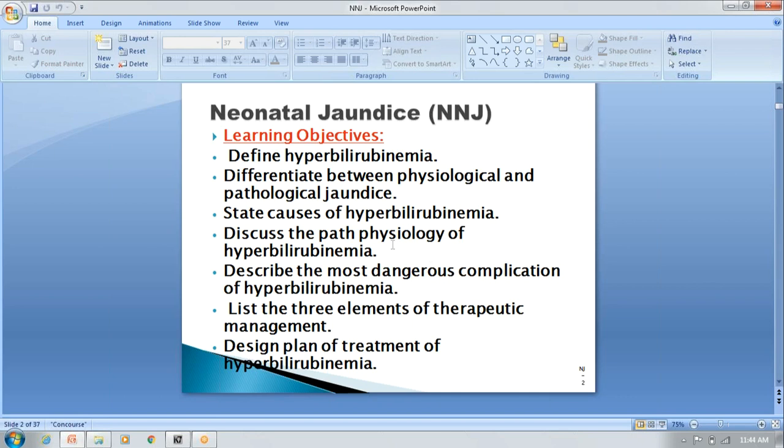And in that brief, what is the definition of hyperbilirubinemia and how to differentiate physiological and pathological jaundice, what is the pathophysiology of jaundice, what are the dangerous complications of hyperbilirubinemia, and what are the modalities of treatment for neonatal jaundice. These are today's learning objectives.